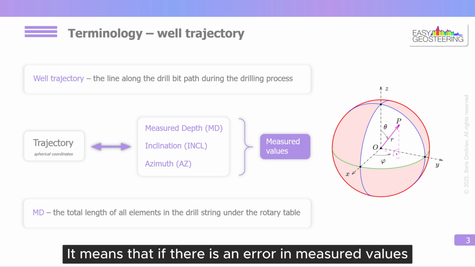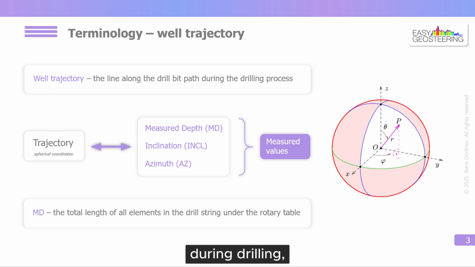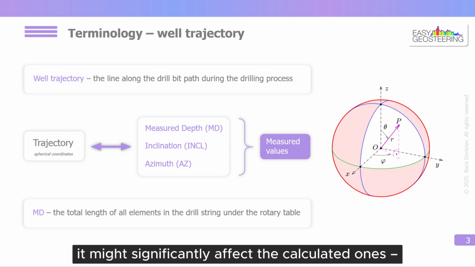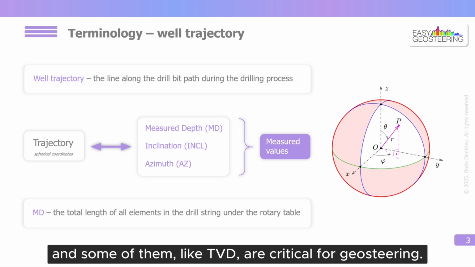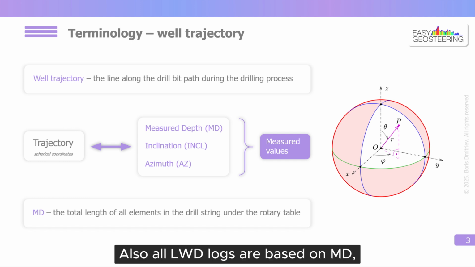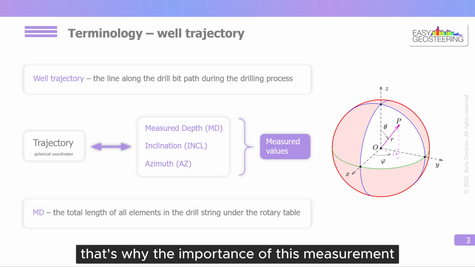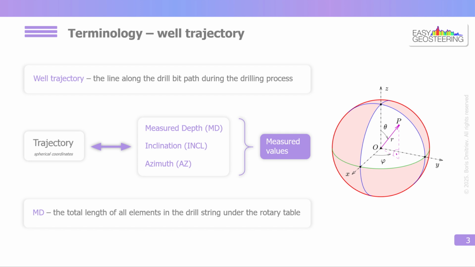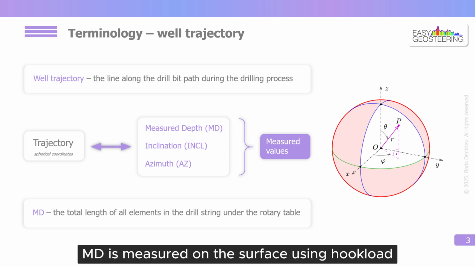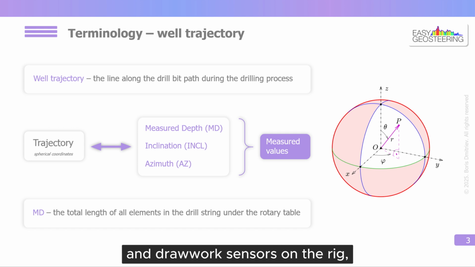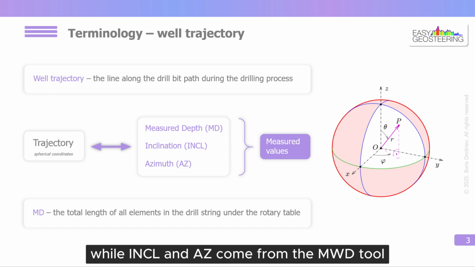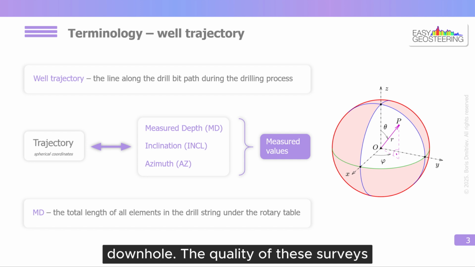It means that if there is an error in measured values during drilling, it might significantly affect the calculated ones, and some of them, like TVD, are critical for geosteering. Also, all LWD logs are based on MD, that's why the importance of this measurement can't be overstated. MD is measured on the surface using hook load and drawworks sensors on the rig, while inclination and azimuth come from the MLWD tool downhole. The quality of these surveys is the responsibility of the MLWD engineer.